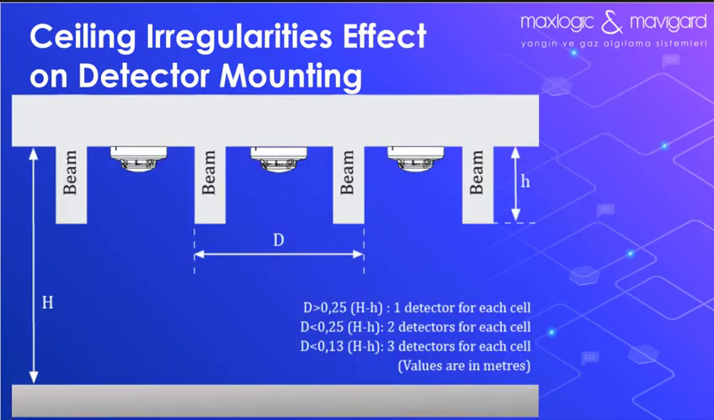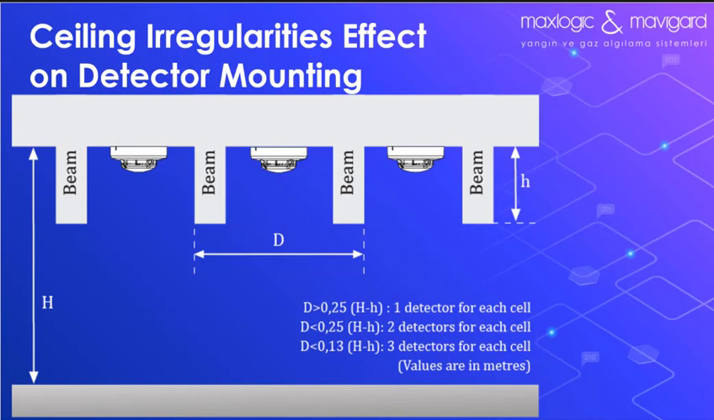6.5.1 is the general requirement about the ceiling irregularities' effect on detector mounting. Ceiling irregularities: if the length of the ceiling irregularity, for example a beam, is more than 10% of the ceiling height, this irregularity should be considered as a wall. In this case, the following conditions will apply.